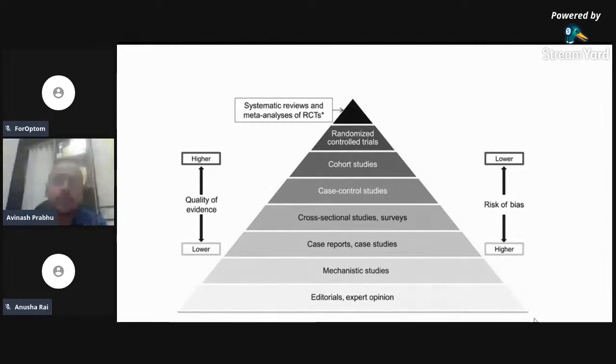So if you look at the quality of evidence side and the risk of bias, if you manage these two arms, then we can find out that an RCT or a systematic review with meta-analysis of RCTs are the highest, at the peak of the pyramid of evidence.